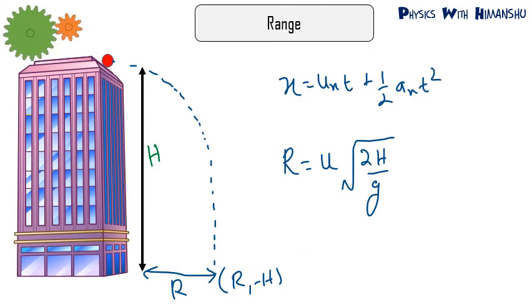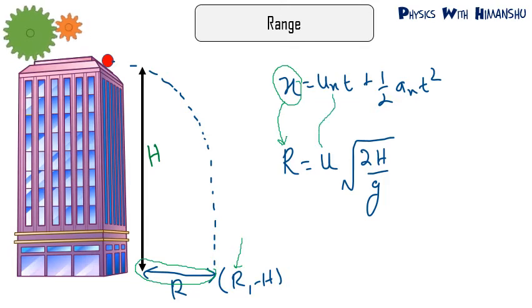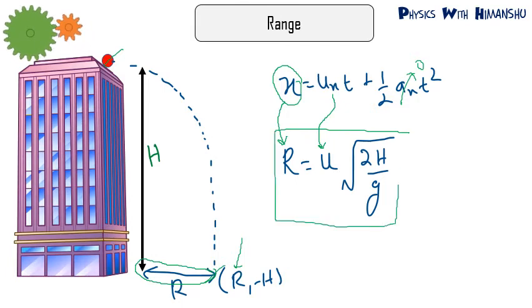So what will be the range? We have already discussed that this will be the range. Range is basically the x coordinate. So x is u_x t plus half a_x t square. In place of x, we put R. u_x, we already have u. T, what is the time taken from this point to this point? We have already derived it, and a_x is equal to 0. So range is basically u into root 2h by g.